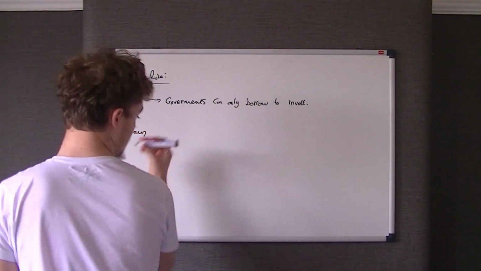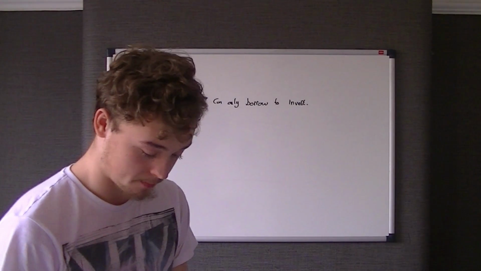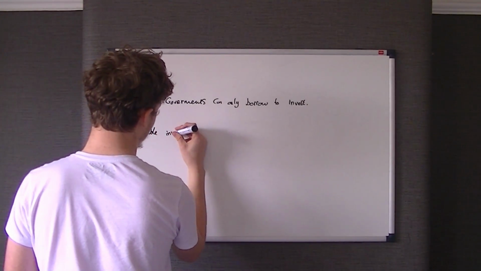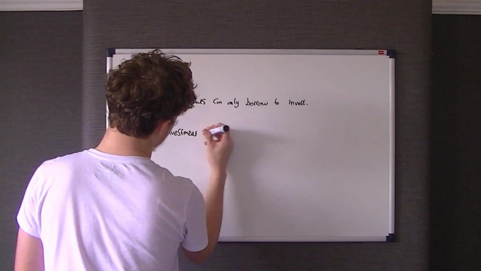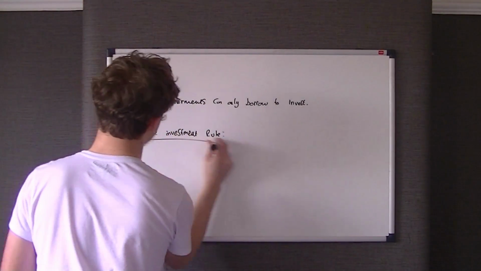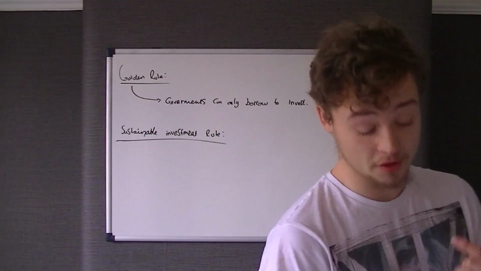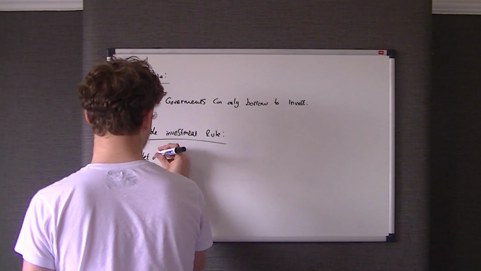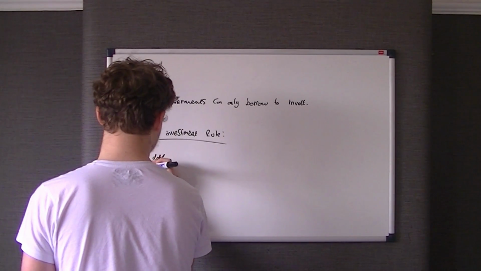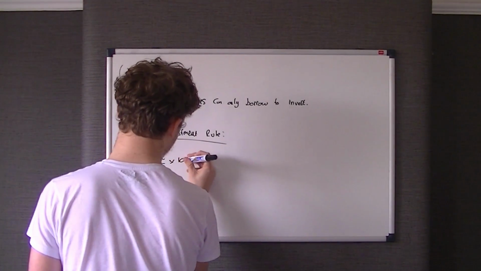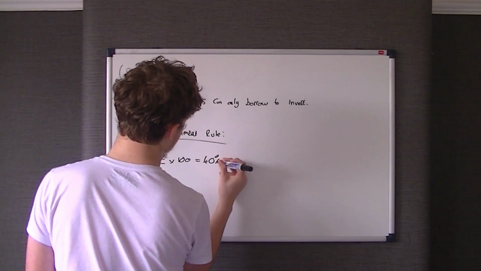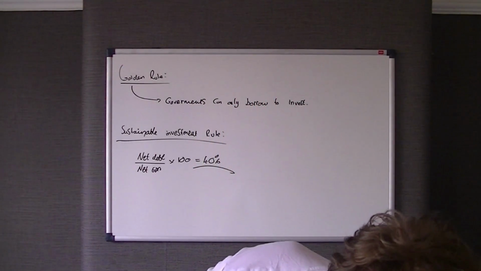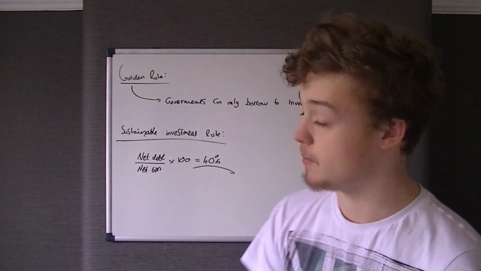There's a sustainable investment rule. Basically, it's almost like a formula with an answer that you need to be able to understand. It says that the net debt of the government over the GDP, so the total debt over the total GDP of the economy, times 100, must be around 40%. If it's any higher than that, then the government is making up too much of the economy's actual GDP, okay?